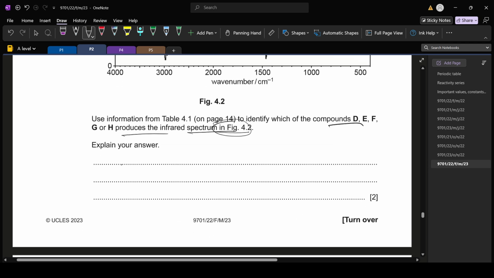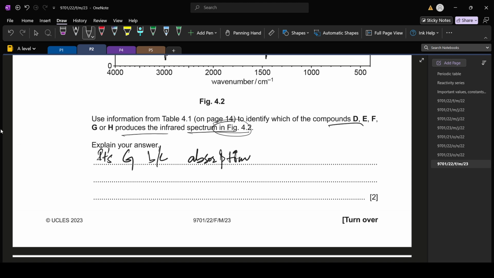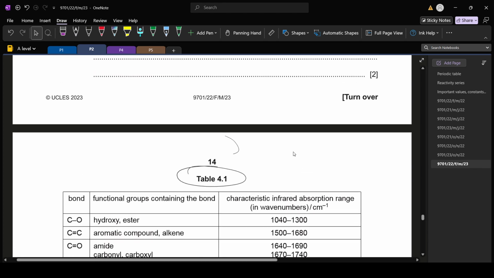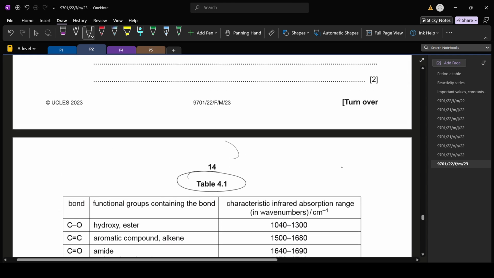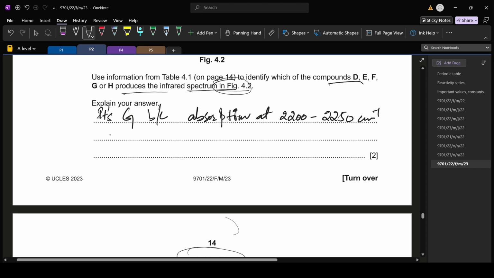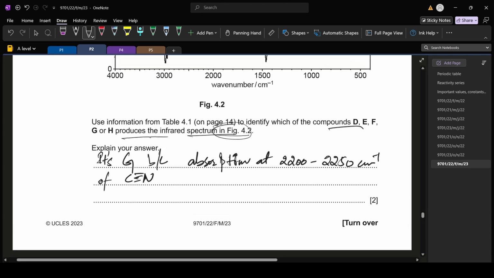So it's G because of the absorption at 2200 to 2250 cm^-1 of this cyano group. That's why it's G.